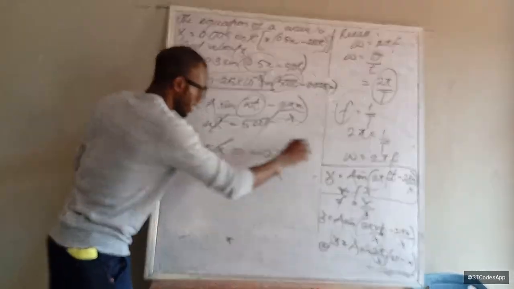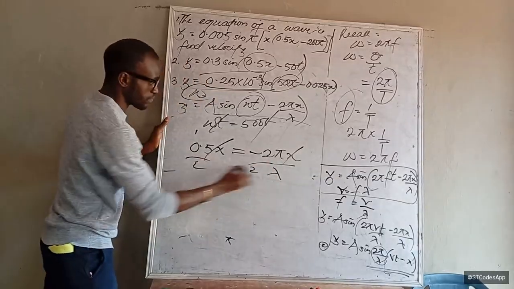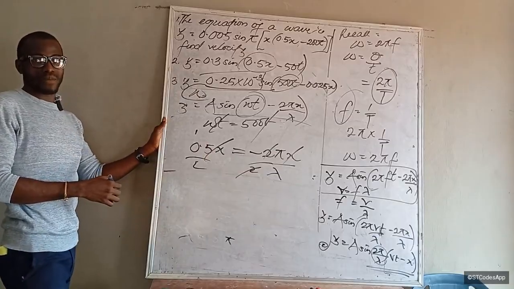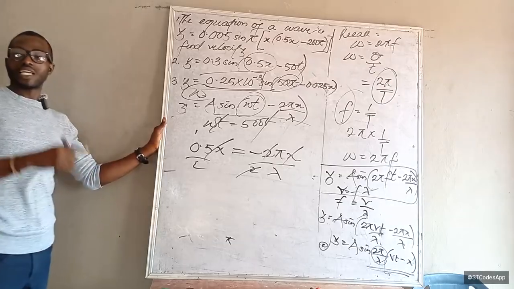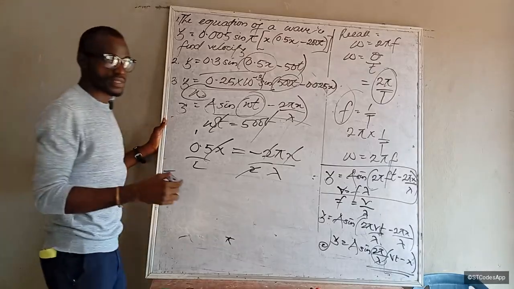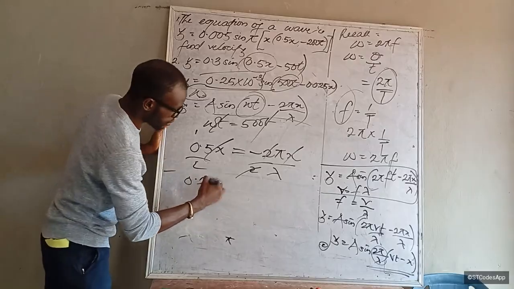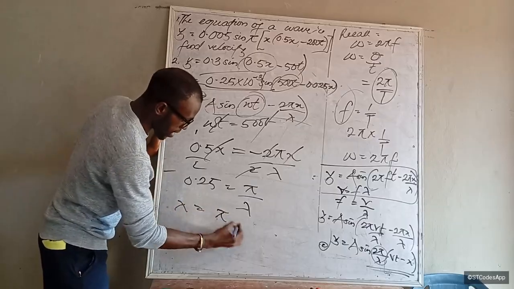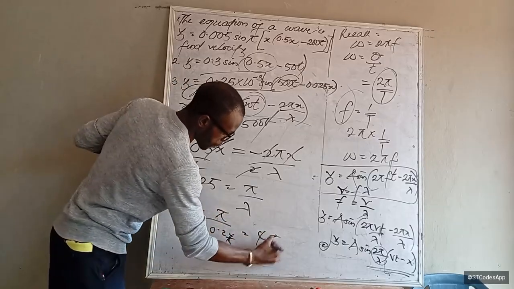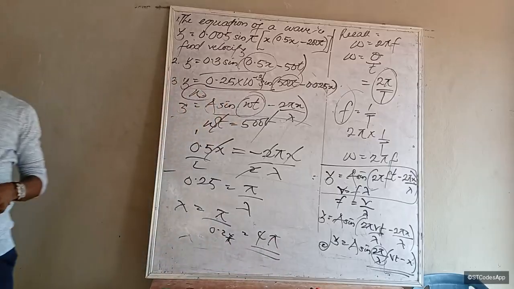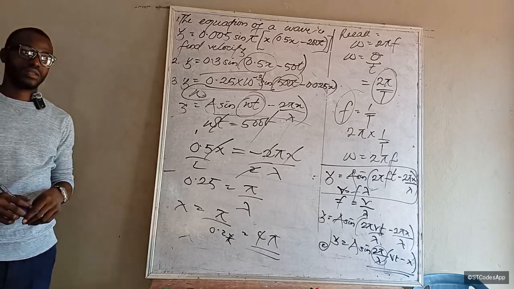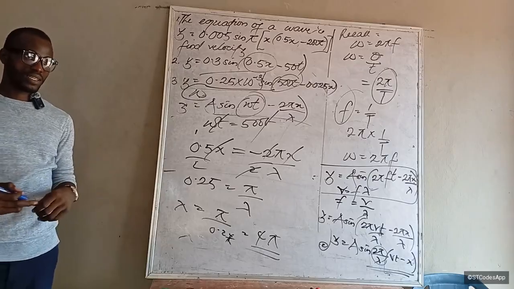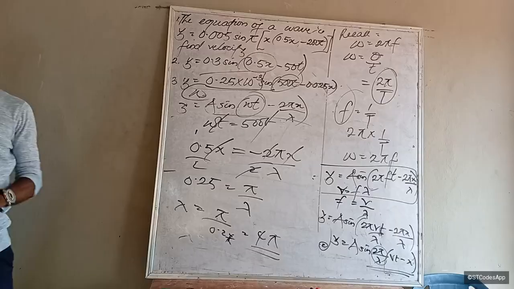Alright. So from here, x takes care of x. Pi by 2, 2 in 0.5, that's 4. That's 1 over 0.25. 0.25 is equal to pi over lambda. So lambda is equal to pi over 0.25. That's 4 pi. That's 12 point something, right? No. 4 pi. Is it clear?